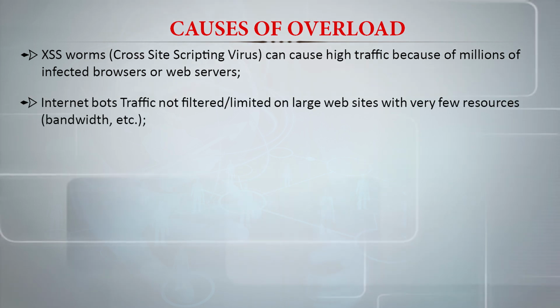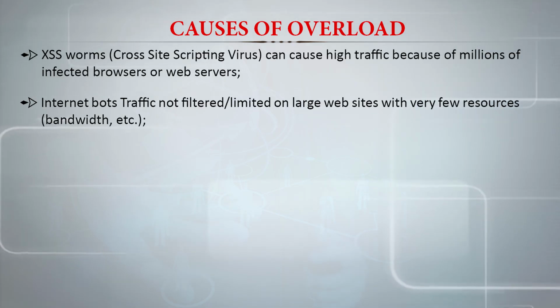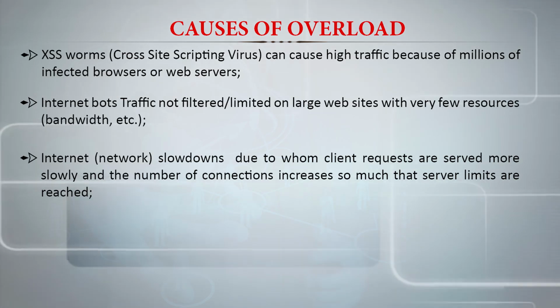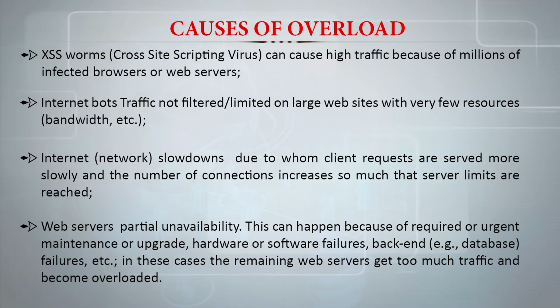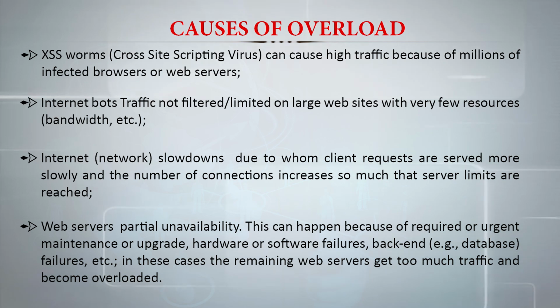Internet bots traffic, which is not filtered or limited on large websites with very few resources such as bandwidth and other things. Internet slowdowns, due to which client requests are served more slowly and the number of connections increases so much that server limits are reached. Web server partial unavailability can happen because of required or urgent maintenance or upgrade, or hardware or software failures, for example a backend database failure. In these cases the remaining web servers get too much traffic and become overloaded.